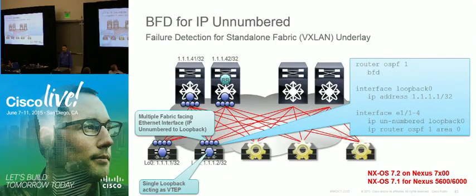This is about to come as well. So this is part of the standalone fabric solution, but it can also be used individually, if you have a big layer 3 network and you want to save on IP addresses. So BFD can work there as well between the two loopback interfaces.